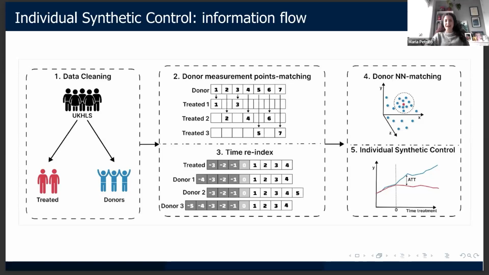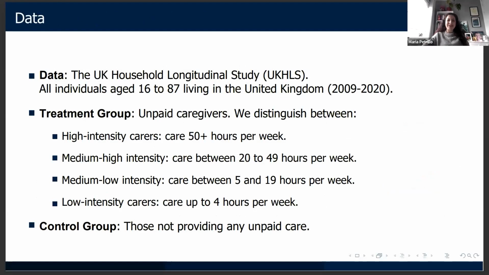Now, after this boring presentation about the methods, I will go into the data. For this analysis, we use the UK Household Longitudinal Study. As all of you will know already, it is a large-scale, nationally representative study that follows individuals and households across the UK over time. The reason why this data set is very important to us is that it provides us with 2 very important pieces of information.